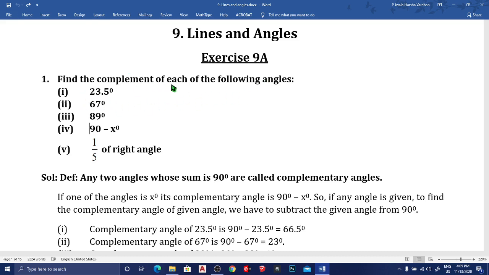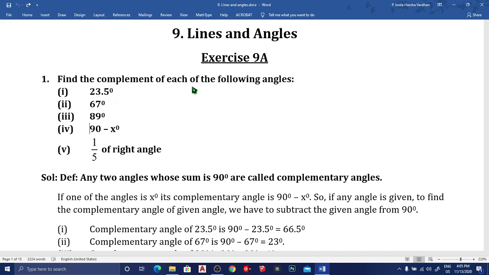Find the complement of each of the following angles. Different pairs of angles you also learned in the previous class, which are adjacent angles, complementary angles, supplementary angles, vertically opposite angles and linear pairs. These five types of pairs of angles and their properties you learned. And this is the problem related to the complementary angles.